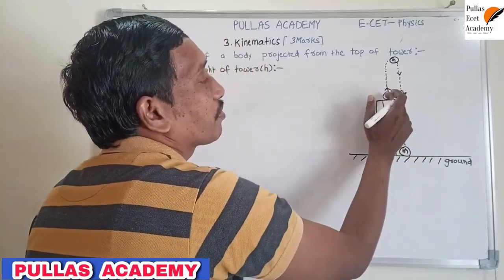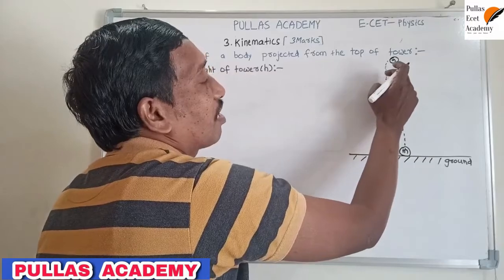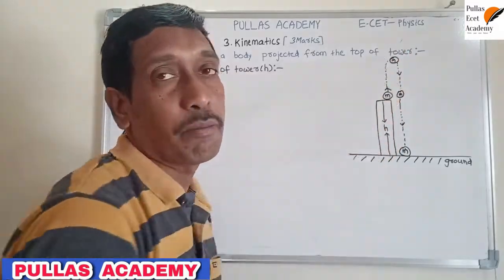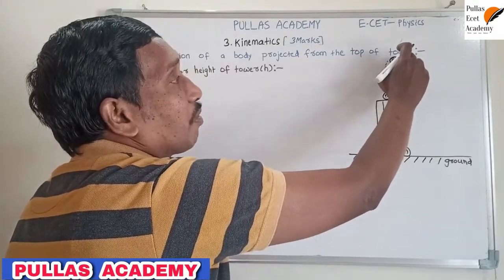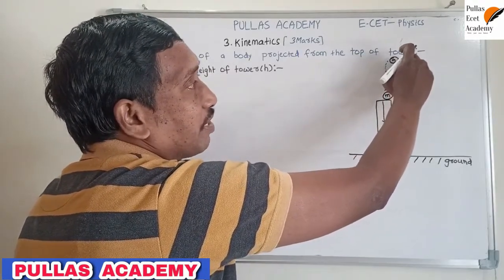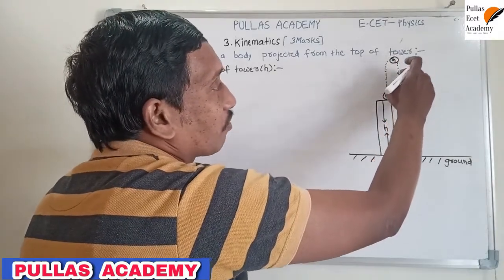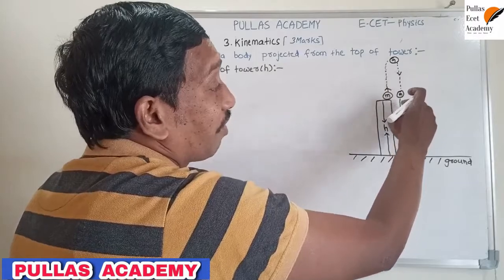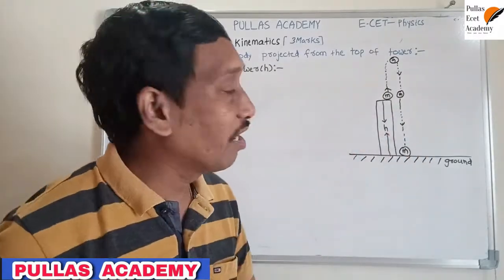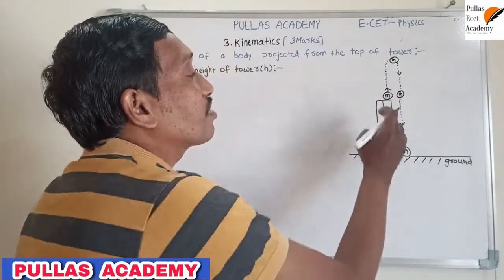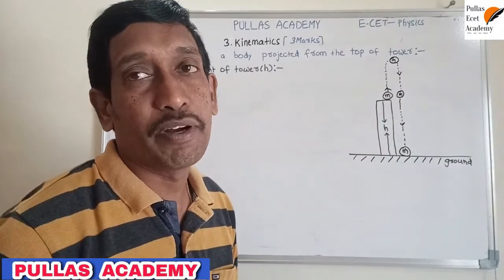In this way, when you project one body upwards, it moves along a vertical straight line upwards and reaches the maximum height. After reaching maximum height, its velocity becomes 0, so it is considered a freely falling body. It again moves along a vertical straight line downwards and finally strikes the ground. The final position is on the ground. The initial position is at the top of the tower. These are the two important points.